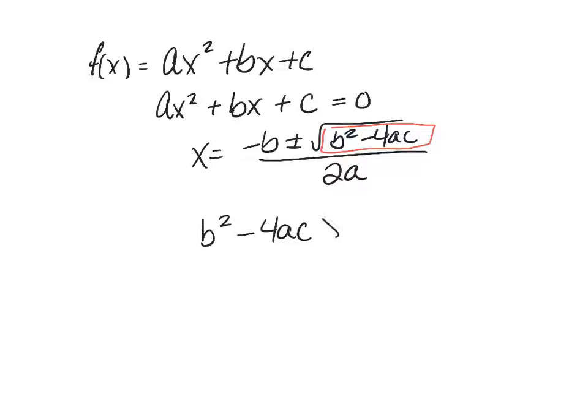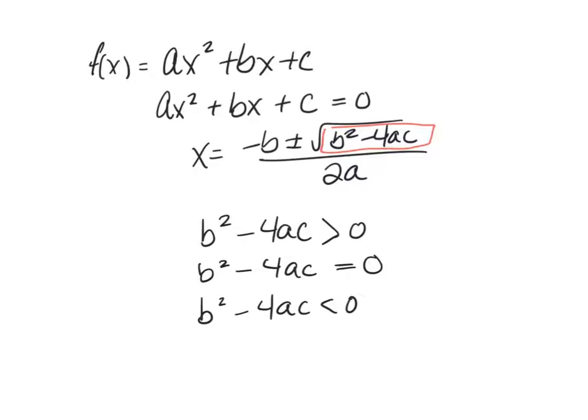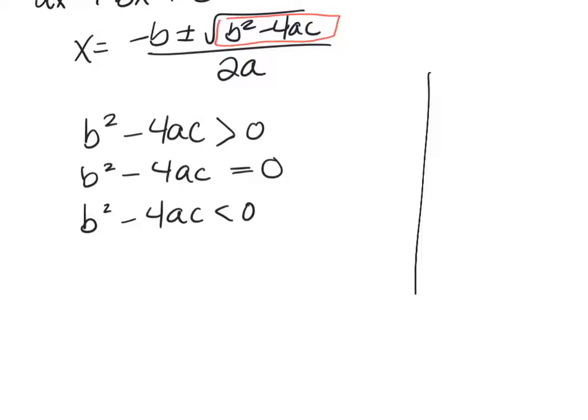Now, if that discriminant is greater than 0, then I'm guaranteed to have two real solutions. They may not be nice numbers, but I'm guaranteed to have two real solutions. If that discriminant is equal to 0, then I'm guaranteed to have one real solution that is a repeating solution. So I actually do get two solutions. It has a multiplicity of 2. The last case is when my discriminant is less than 0, and that's when I have two solutions, but they're complex solutions.